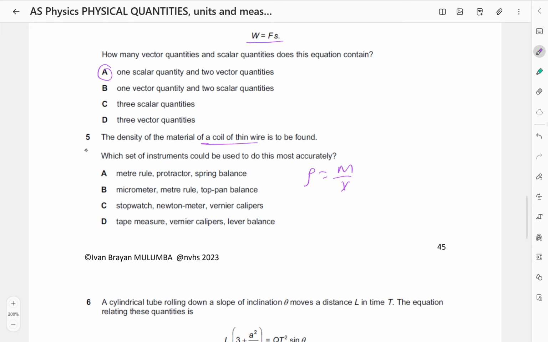So we also need the volume. To find the volume, we shall need pi diameter squared over 4, that is the cross-sectional area, times the length of the wire. To measure the length, we shall need a meter rule.